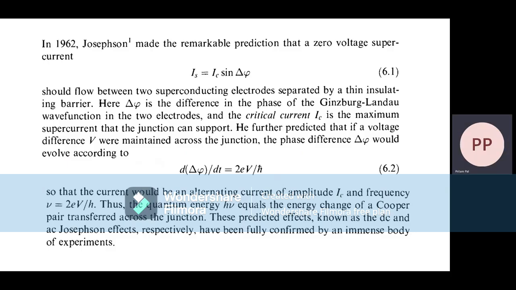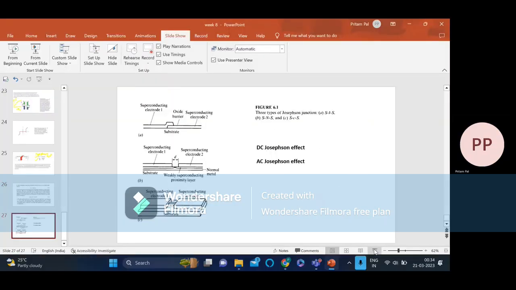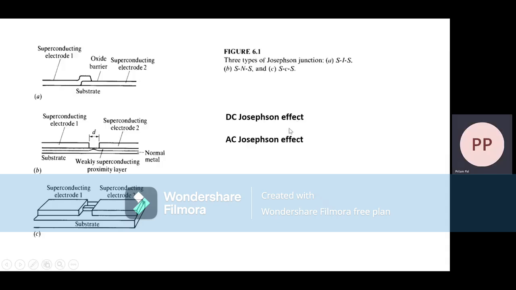Thus the quantum energy h nu equals the energy change of the Cooper pair transferred across the junction. These predicted effects are known as the DC and the AC Josephson effect respectively. So you already know the DC Josephson effect and the AC Josephson effect. We can have different scenarios, right? That's how del phi will evolve or change.